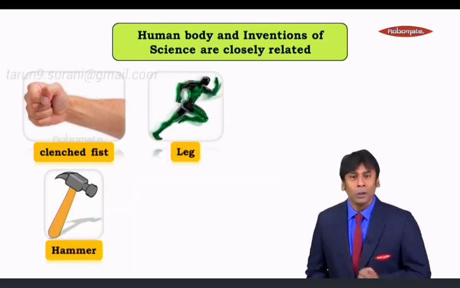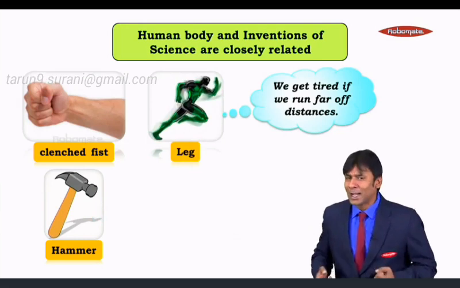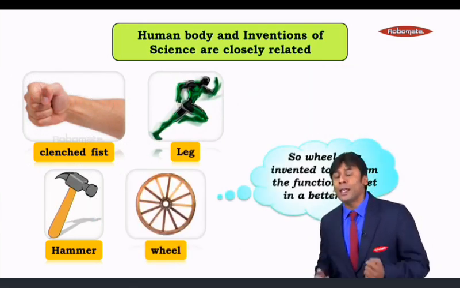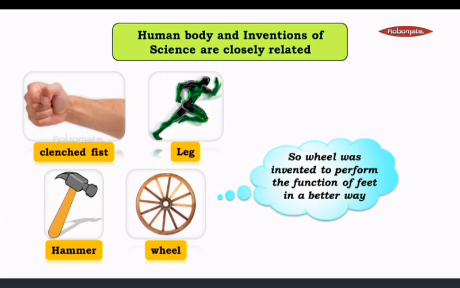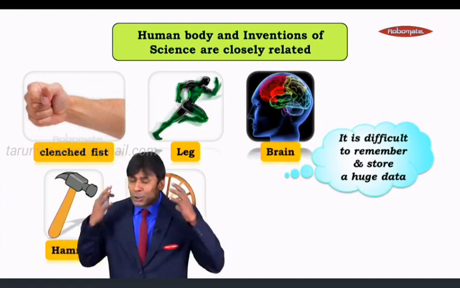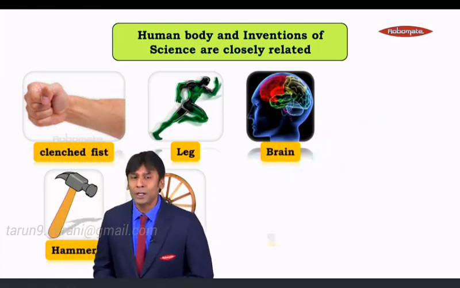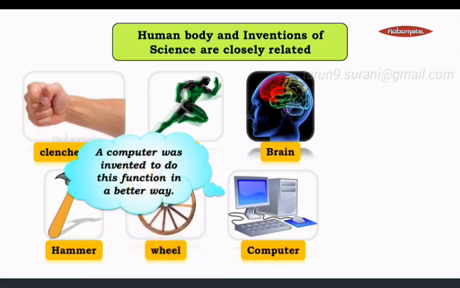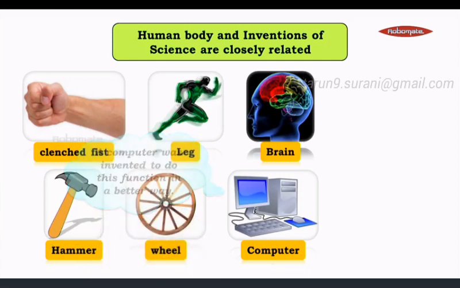Similarly, if you go to see running, when you run, we get tired because we can't run far off distances. So what man did? Man discovered a wheel which can actually do the function of running in a better way. Similarly, we cannot remember a lot of things. Right? We cannot store a lot of data. So what man did? Man discovered a computer which can do the function of the brain in a better way.